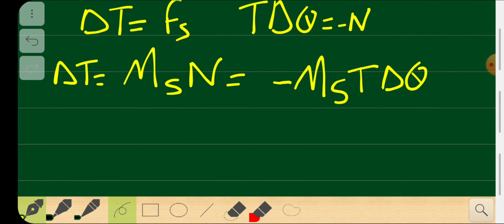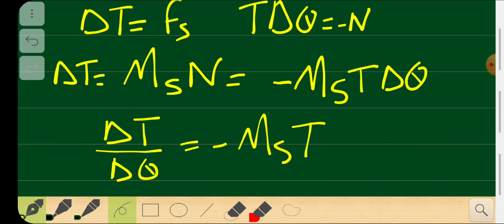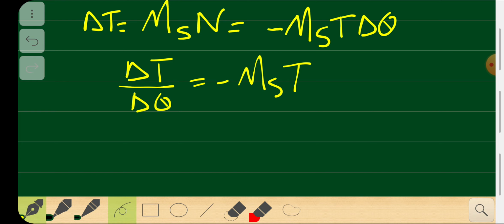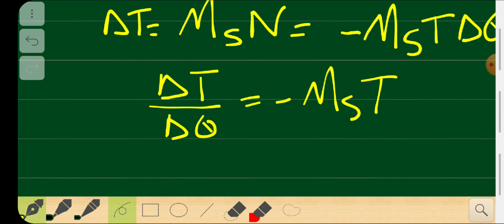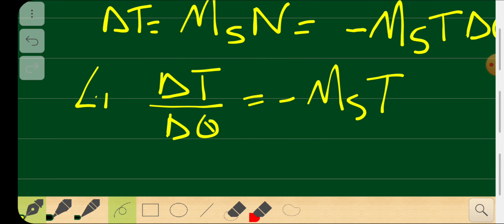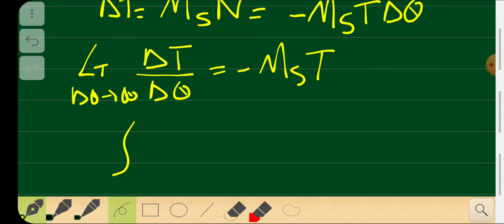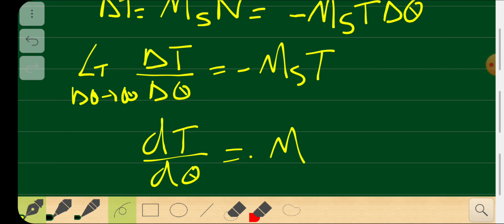Now you can simplify this. Delta T by delta theta must be equal to minus mu s times T. So now you know that. What you can do now is take the limit. If delta theta tends to 0, an approximation for some small value, then this will become dT by d theta. So that will be equal to minus mu s times T, right?